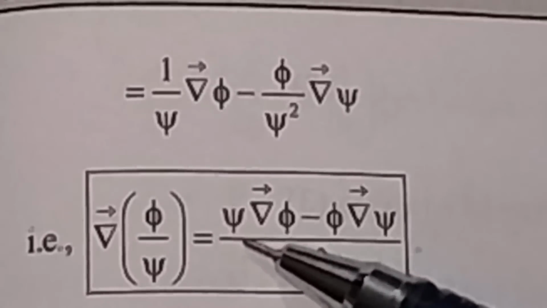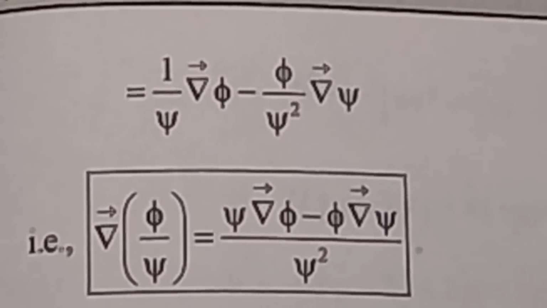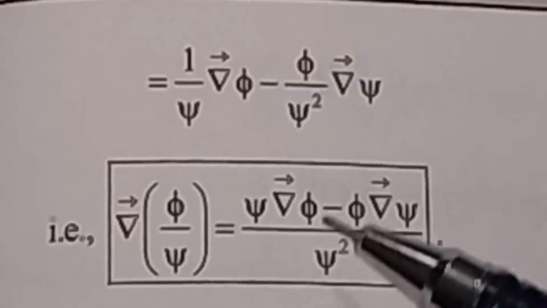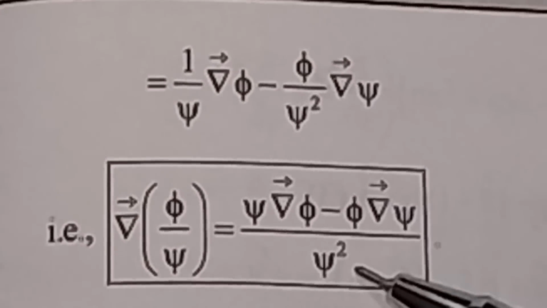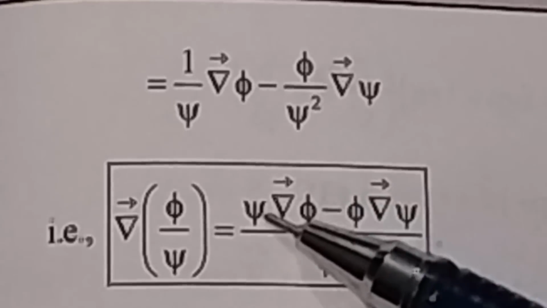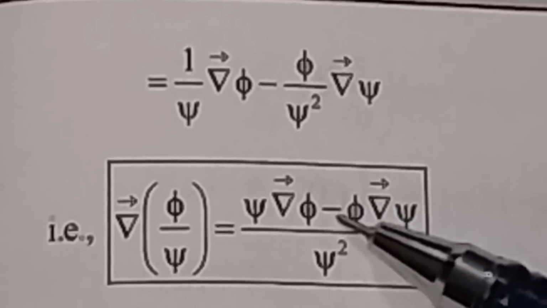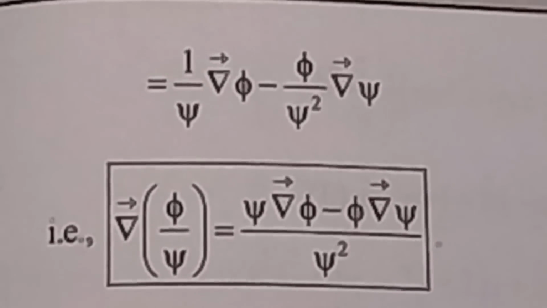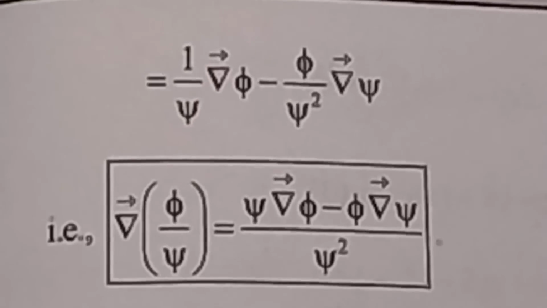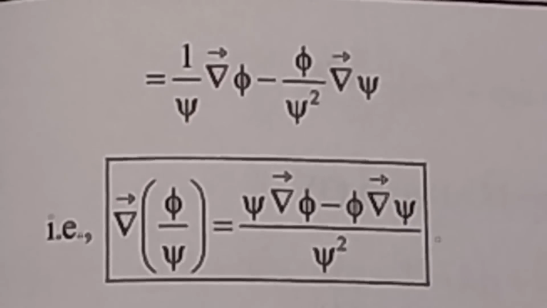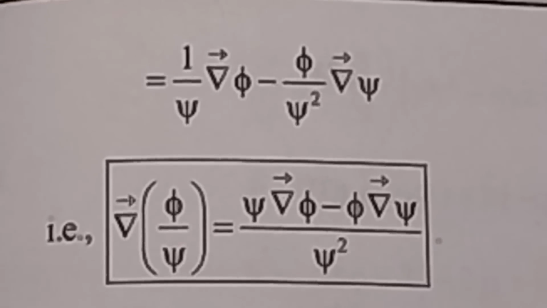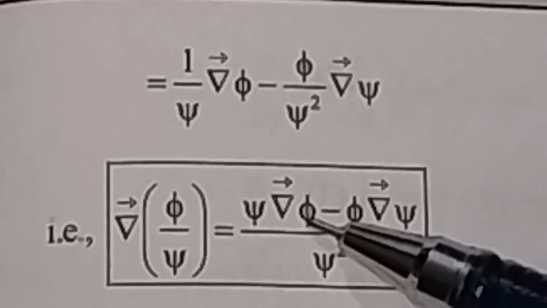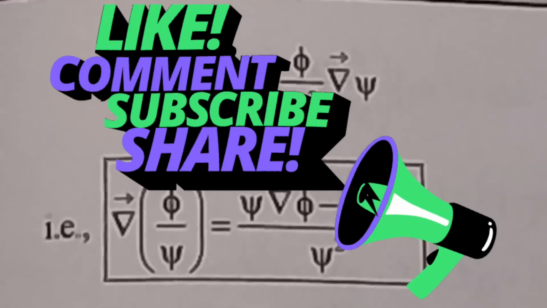This is nothing but gradient of phi. Similarly, this will be gradient of psi, and if you rearrange the terms, or take the subtraction, then in the LCM you have psi square, then psi gradient of phi minus phi gradient of psi. So in this way you can prove the property that if phi and psi are two differentiable scalar functions, then gradient of phi divided by psi will be equal to psi gradient of phi minus phi gradient of psi, divided by psi square.